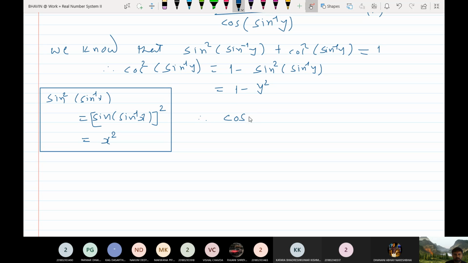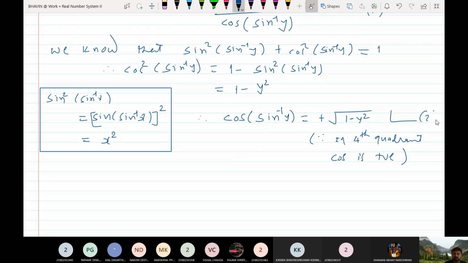Therefore, now let me take the square root on both sides. So cos of sin inverse y is equal to plus square root of 1 minus y square. The reason is this: cos is positive in the fourth and first quadrant, minus pi by 2 to pi by 2. Cos is positive.